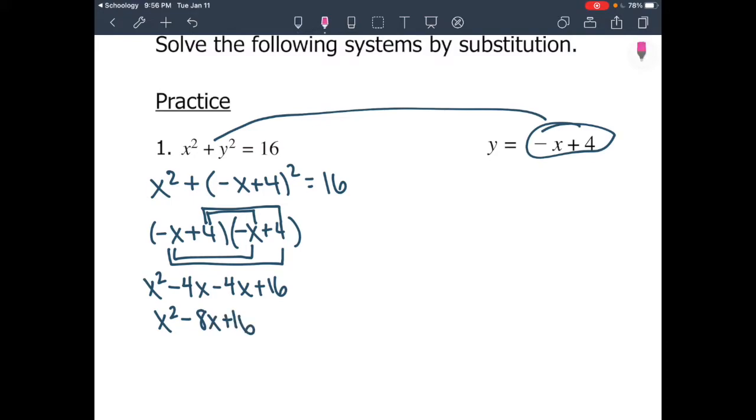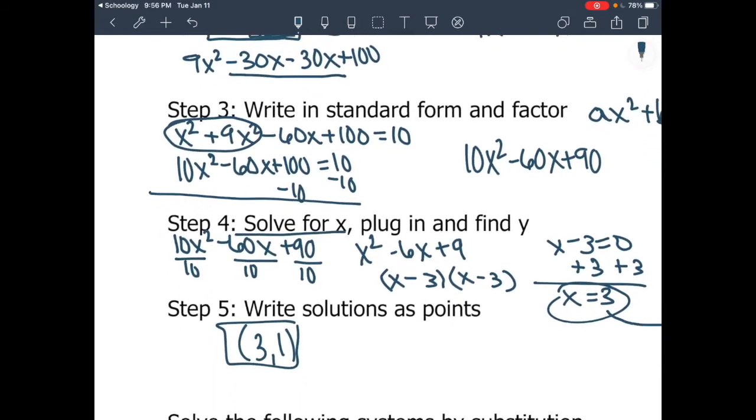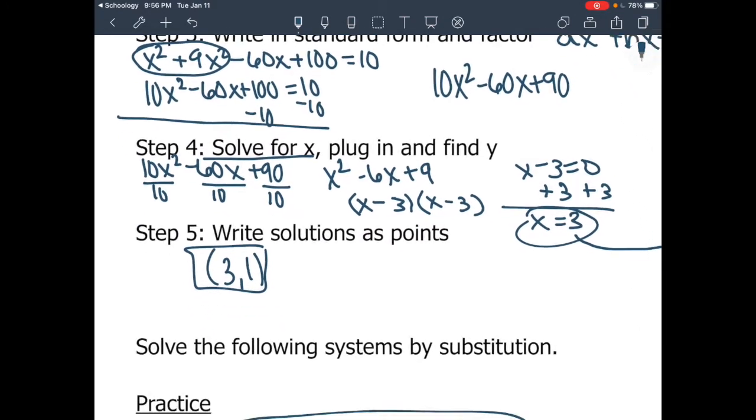And just for highlighting purposes, to show you what just happened, this was this part. So I'm going to go back in and replace it. So I have x squared, and then that pink at the top got replaced with plus x squared minus 8x plus 16 equals 16. So then the next step after FOILing is step 3, write in standard form and factor.